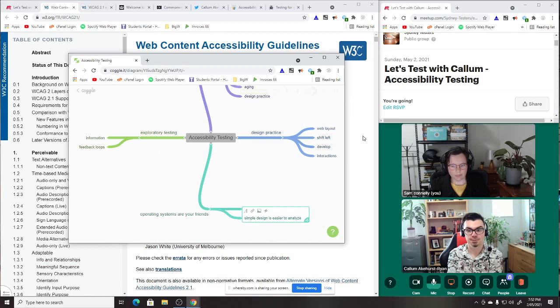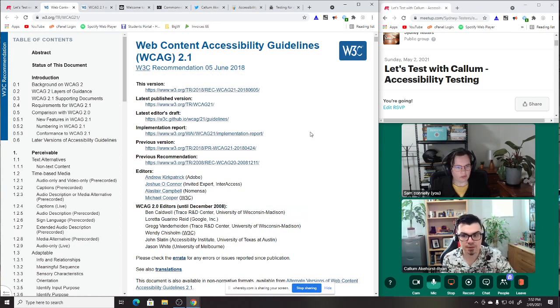Okay. So before we jump into some live pair testing, can you give us a brief overview of how to navigate web accessibility standards? Yes. So web accessibility standards, they look really scary. You've got the WCAG 2.1 open there, and it's a big list of things.